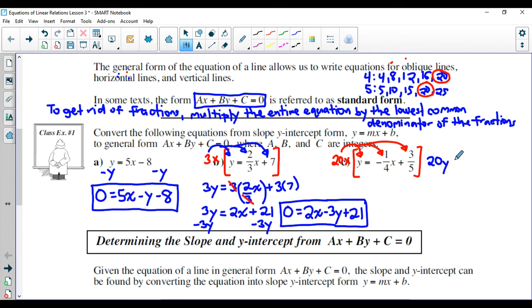Okay, so 20 times y would just be 20y. This would be equal to, okay, let's write this multiplication beside the fraction. So this would be 20 multiplied by -1 over 4 x. And then we're going to go plus 20 multiplied by 3 over 5.